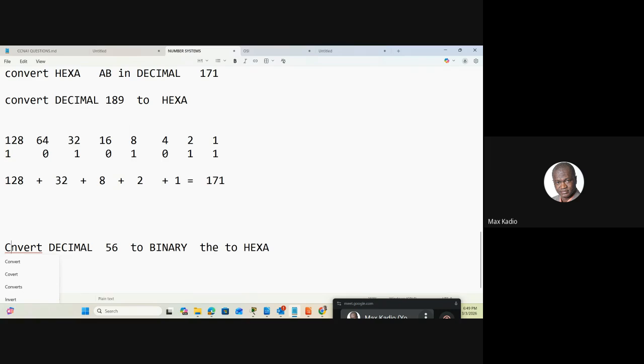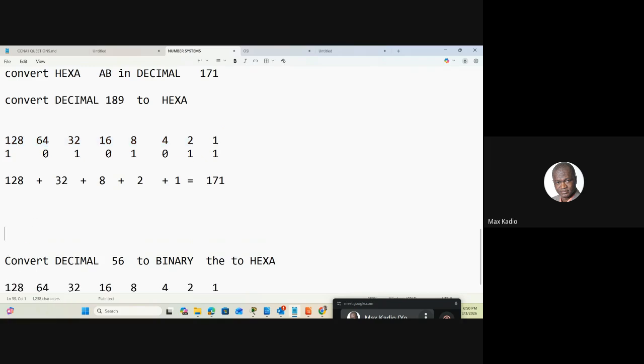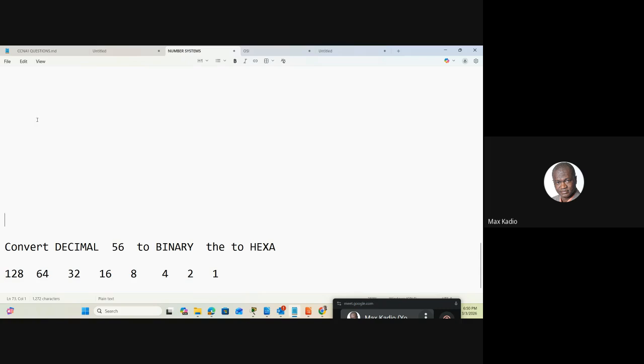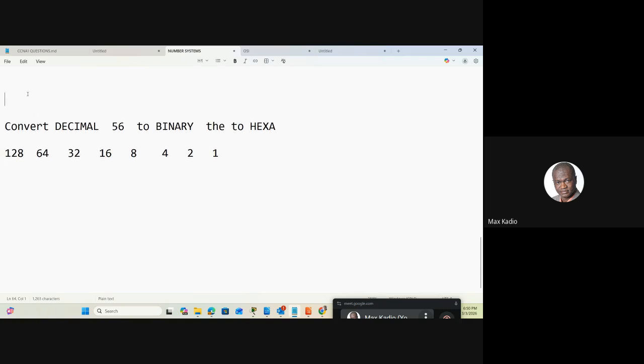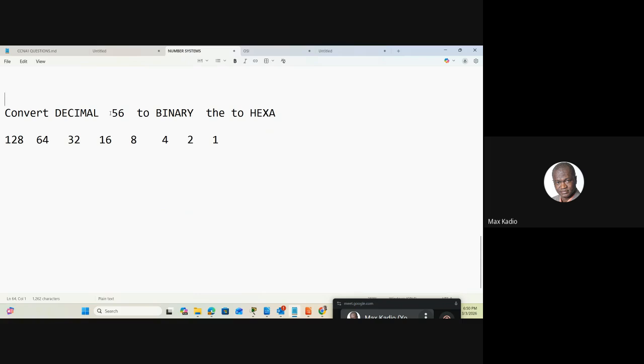How to do that? It's very simple. Always, you take your table, you put it here, and you put the decimal 56 here. So 56 should be the combination of one or more of these. Consider 56 is bigger than 32, so I can put 32 here.